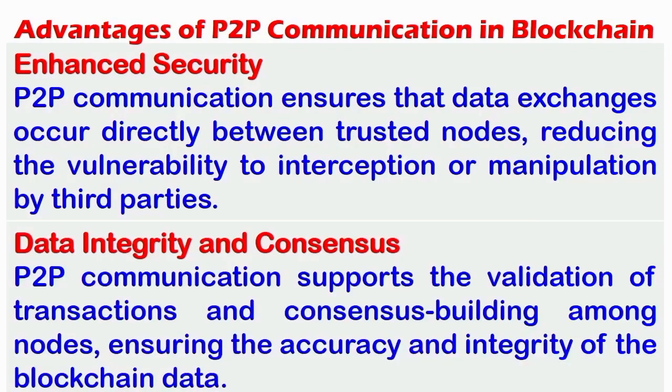Data integrity and consensus. P2P communication supports the validation of transactions and consensus building among nodes, ensuring the accuracy and integrity of the blockchain data. This means P2P communication backs up transaction validation and consensus among nodes, making sure the blockchain data stays accurate and secure. Okay?